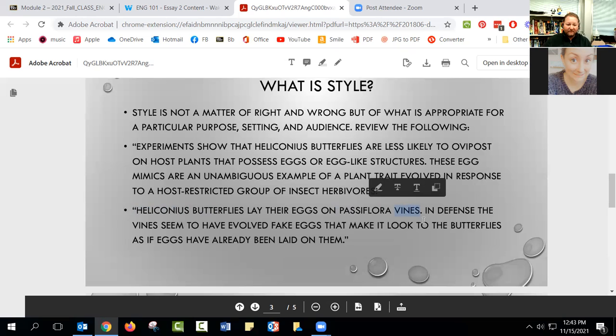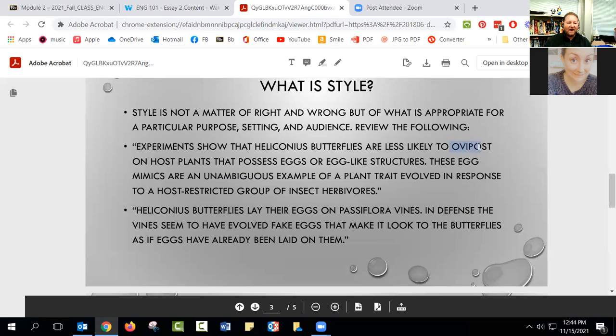I guess it's bad for the vine because the vines in defense have these little fake eggs they put on their vines to trick the butterflies into thinking there's already eggs on them, and therefore they won't lay the eggs on them. So I'm like, oh, I can understand this. I don't understand this 100%, but I understand the purpose of this because the style of this one is written for someone like me, someone who doesn't study butterflies and flora and egg laying things and stuff like that. The first one was written for people that study that kind of stuff.